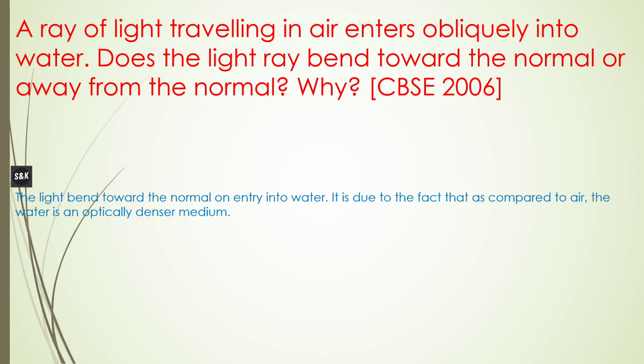A ray of light traveling in air enters obliquely into water. Does the light ray bend towards the normal or away from the normal? Here the light ray enters from a rarer medium to a denser medium. So the ray will bend towards the normal. It is due to the fact that water is an optically denser medium as compared to air.